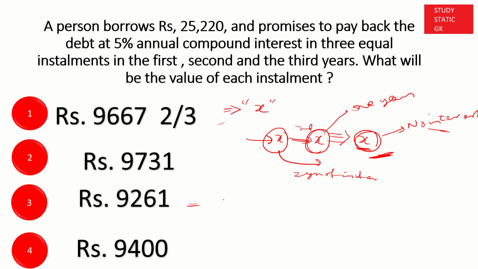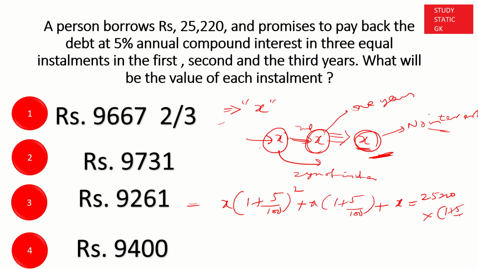So if it is X, first X has a 2 year term. So X times (1 plus 5 by 100) squared, plus X times (1 plus 5 by 100) for 1 year, plus X again. This is the amount of the interest, and X is the amount of the equated installment paid. So the sum of all 3 installments will be equal to 25,220 into again the same thing, 1 plus 5 by 100. This is for 3 years, so power of 3.